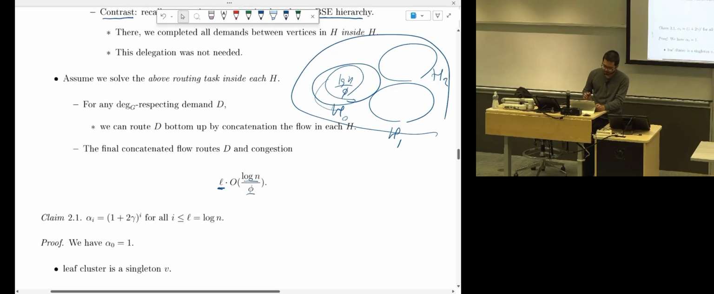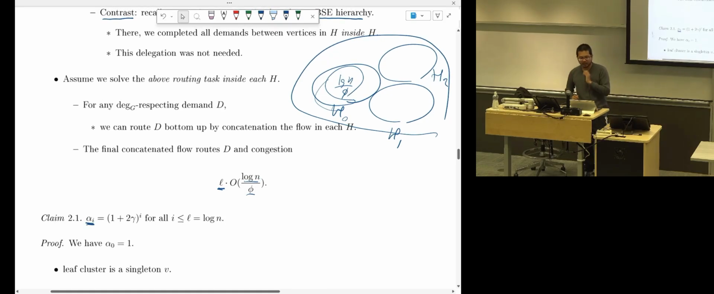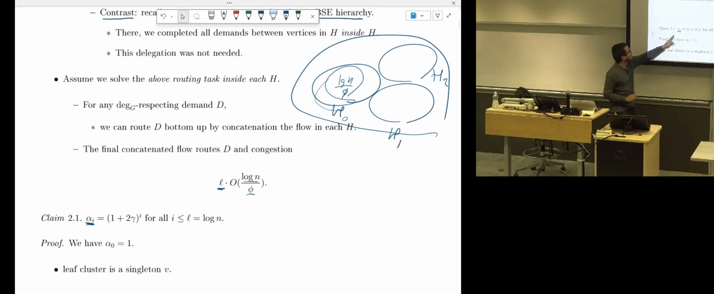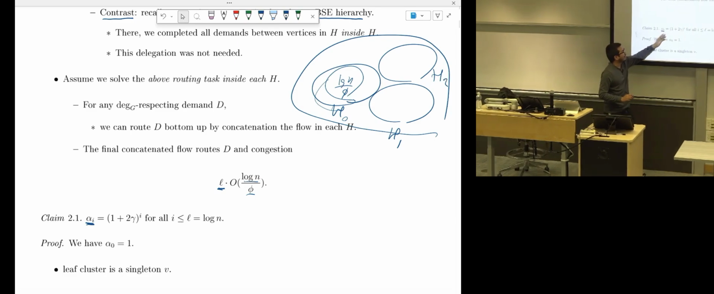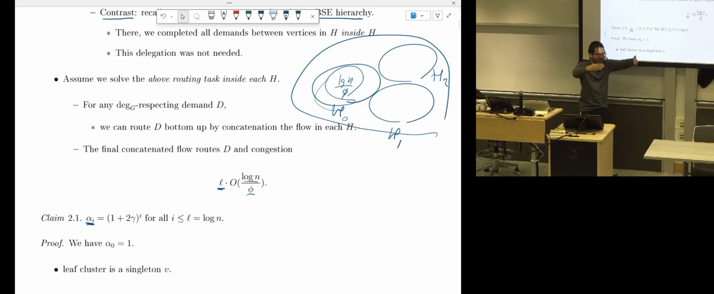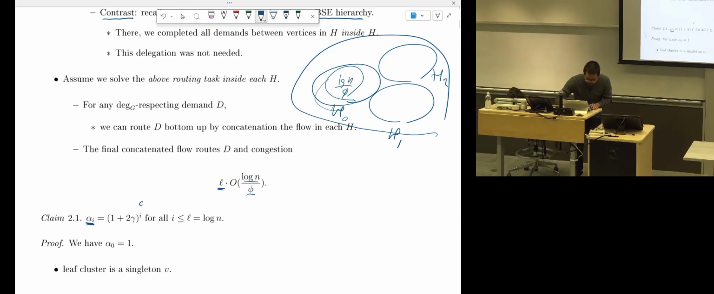Also, the load that you can forward to the battery at the ith level, that's alpha i. I claim that this is going to be just 1 plus 2 gamma to the i. Why is that? And this is going to be less than 3.